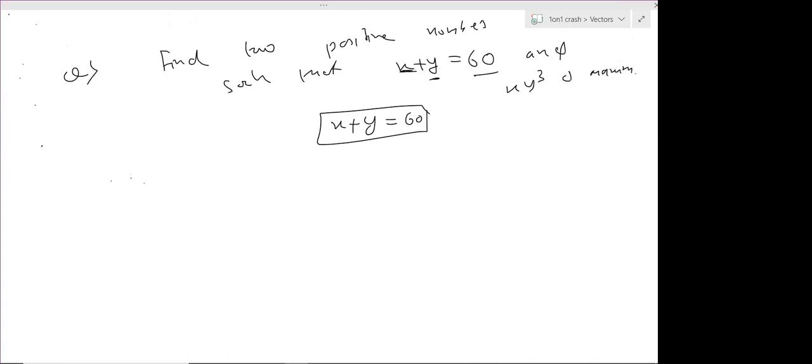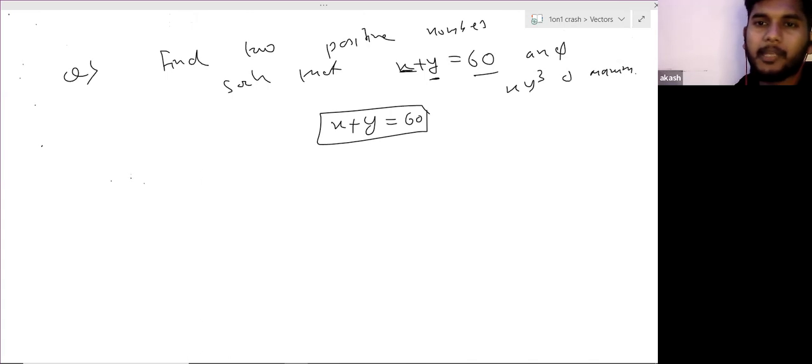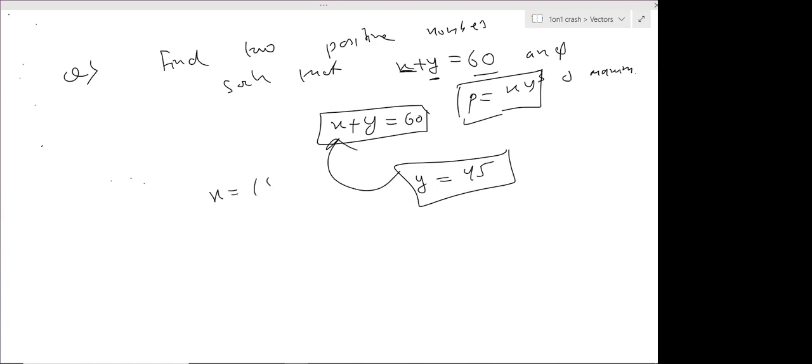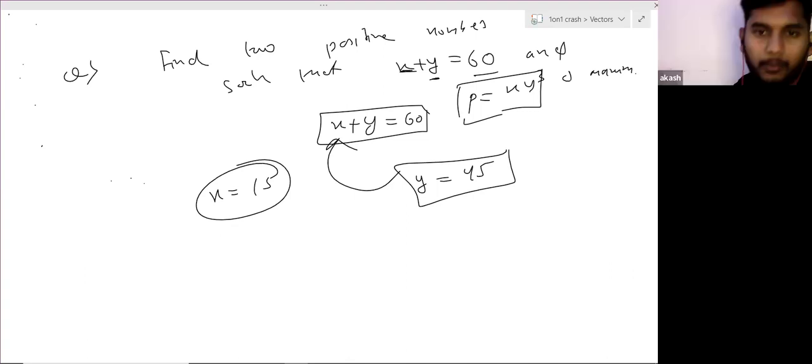So you don't have to differentiate, right, in the end? No. Just maximize, like find p, maximize p, whatever value you get. Suppose y is equal to 45. Then this is the answer. Put it here. So that means you don't have to go for second order differentiation? No. You have to, right?